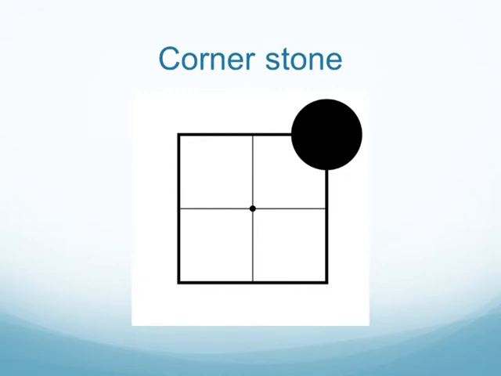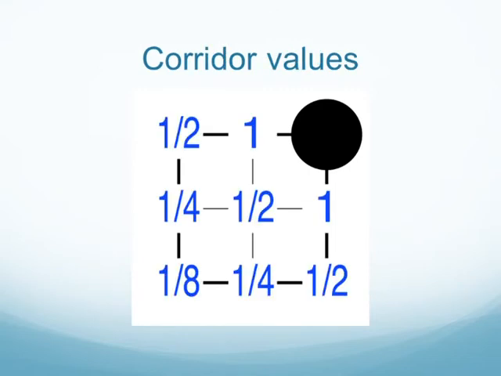Next, let's take a look at the cornerstone, which looks really very weak. Let's add the values for the cornerstone. Counting the stone itself, we have 3 points that are valued at 1, that's 3 points. 3 points valued at a half, brings us up to 4.5 points. 2 points valued at a quarter, that brings us to 5 points. And 1 point valued at 1/8, so that's 5 1/8 points.